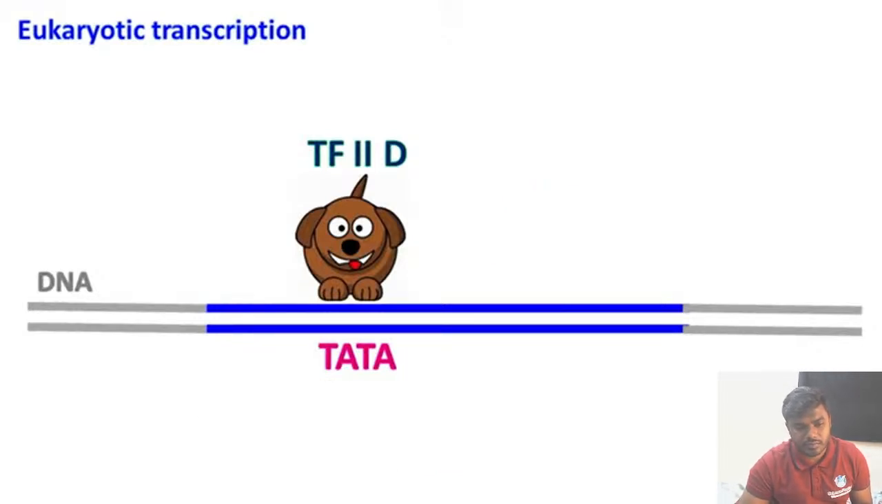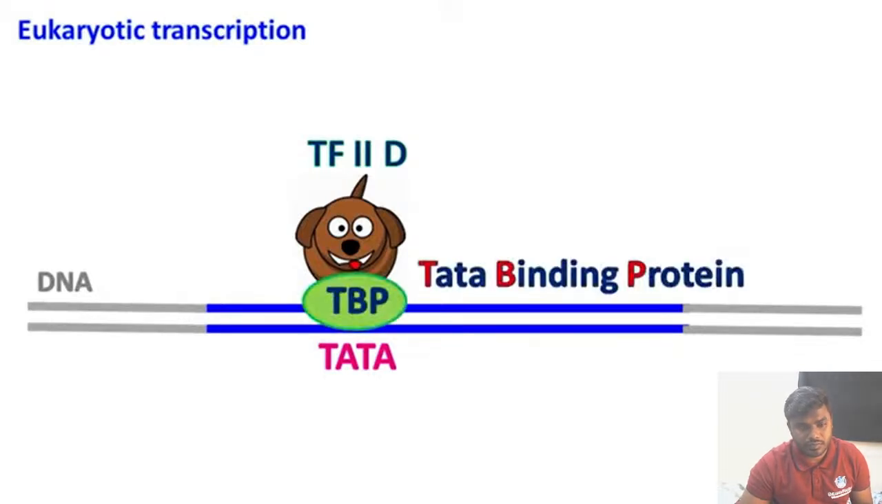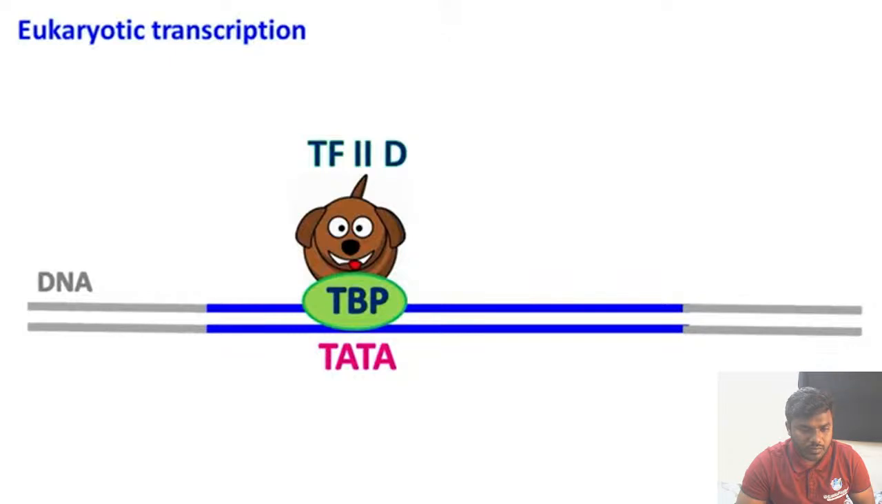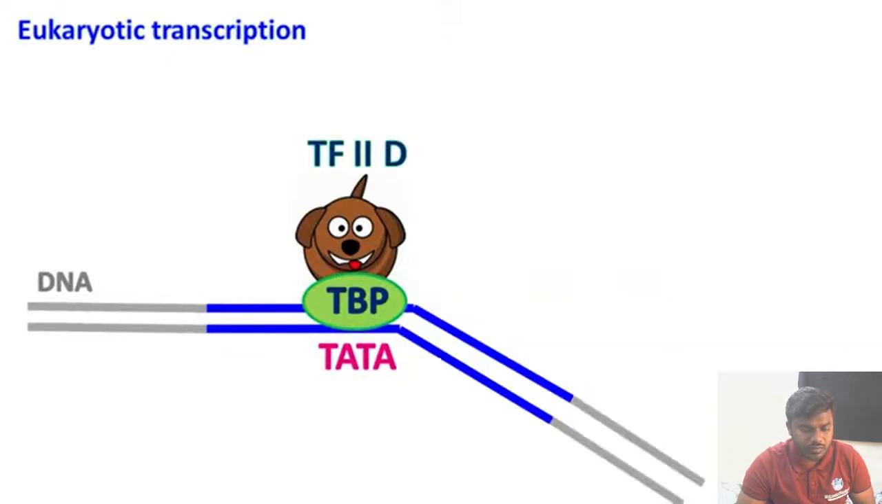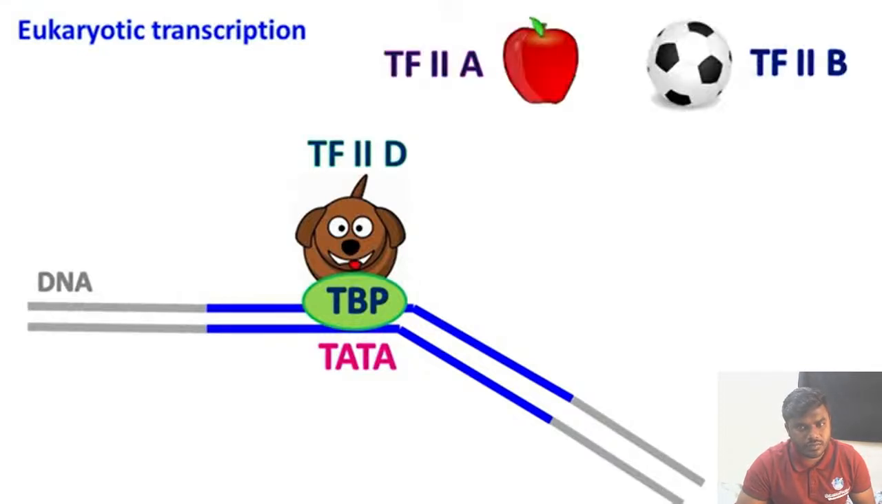TF2D has a protein called TBP which binds the TATA sequence. TBP is also known as TATA binding protein. Once TBP binds the TATA sequence, it bends the DNA by 80 degrees. This bending of DNA further helps in the binding of other transcription factors. This includes TF2A and TF2B.